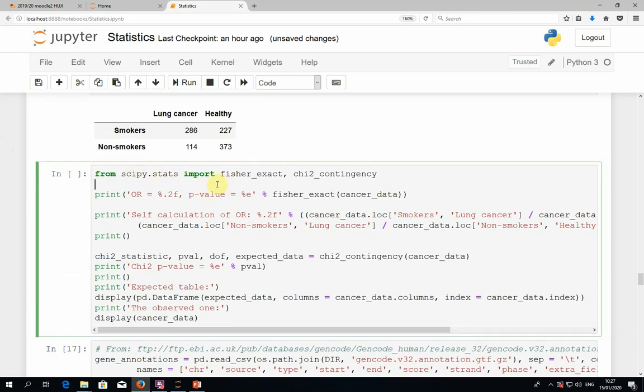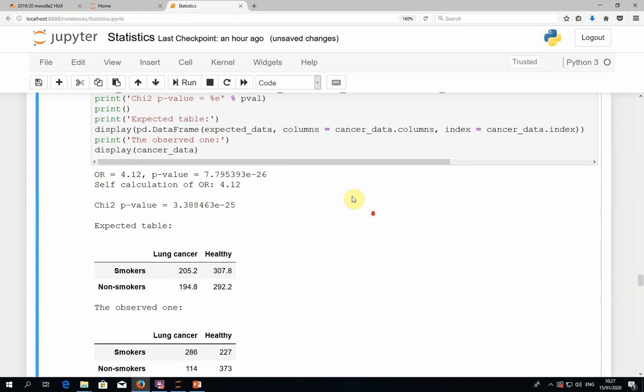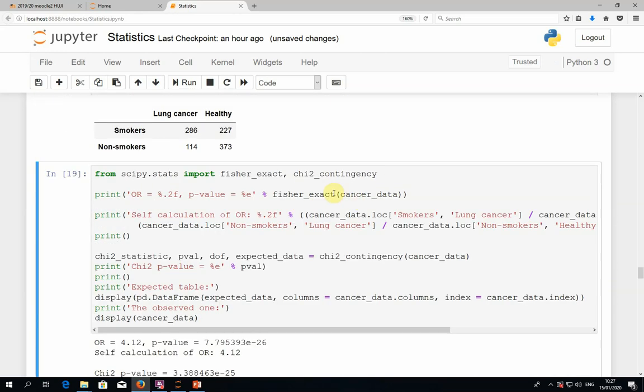So we import both tests from SciPy stats. Now using Fisher's exact, like you saw in the exercise, is super simple. We just feed in the table, and we get the odds ratio and the p-value. And you can see that we get an odds ratio of 4.12 and a p-value on the order of 10 to the minus 26. So it seems that smoking, according to this fake data, is very strongly correlated with lung cancer. So it's very significant and very strong.